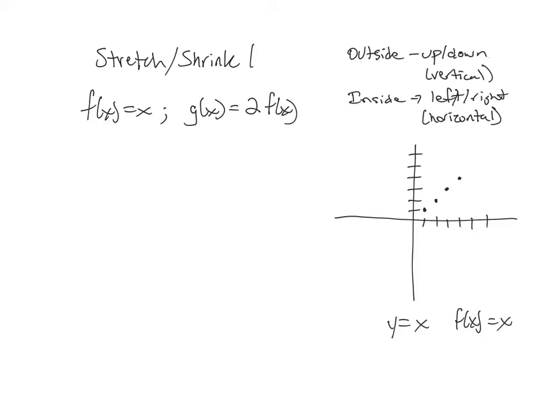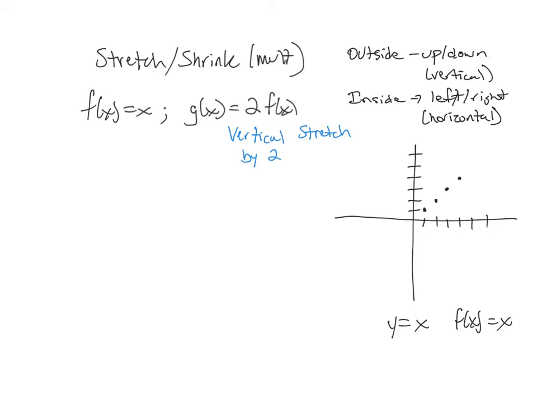So stretches and shrinks involve multiplying. Okay, so this is a 2 in the very front of the graph, not like plus 2 at the end. Remember, plus 2 means translation because it's an addition. Okay, this one is what's called a vertical stretch by 2.